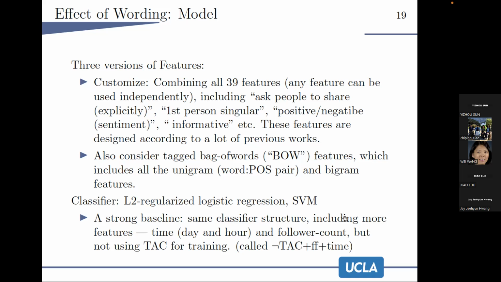In order to make this a strong baseline, on top of the existing features, they also add some new features, like the day and hour, and also the follower count of that particular account. They are adding a lot of things, but they are removing the TAC pairs. They designed this baseline and use it to emphasize how useful those TAC pairs can be.